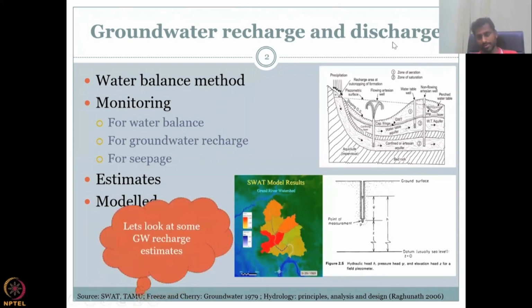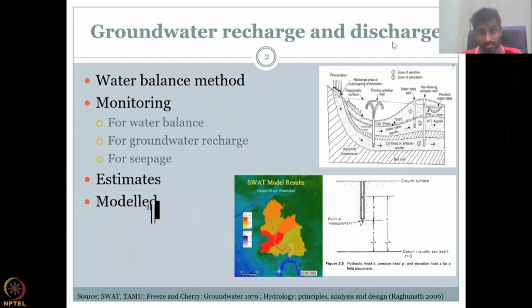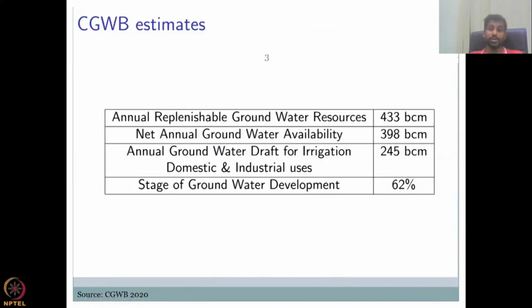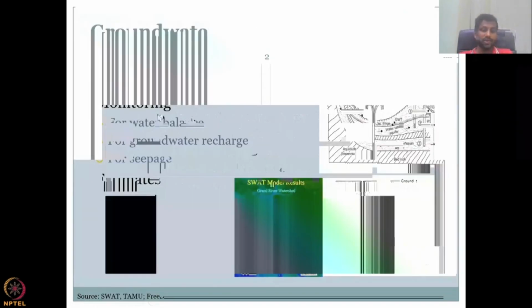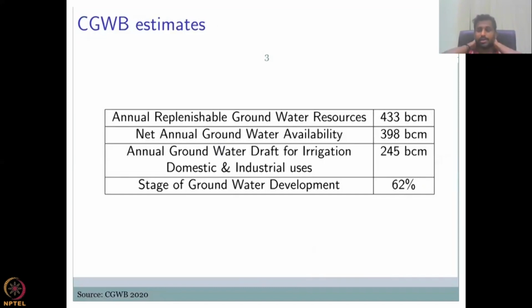Let's look at some of these estimates, especially the recharge estimates. So now we're going to shift gears in just looking at the recharge volumes for India, and only India. Okay. The first is our own Central Groundwater Board, where it says annual replenishable groundwater resources are 433 billion cubic meters. The net annual groundwater availability is 398 billion cubic meters. And your annual groundwater draft for irrigation, domestic and industrial uses is 245 billion cubic meters.